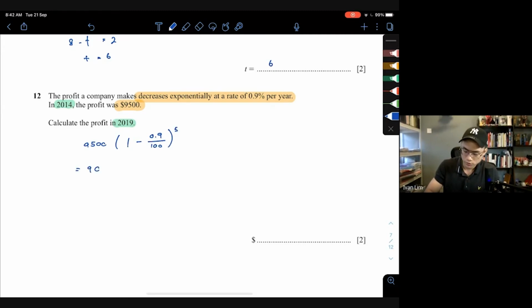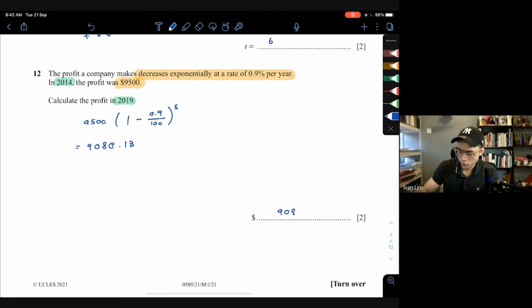Just calculate it. You can leave it at 9080, or you can write it as 9080.13. Okay, this is question 12.